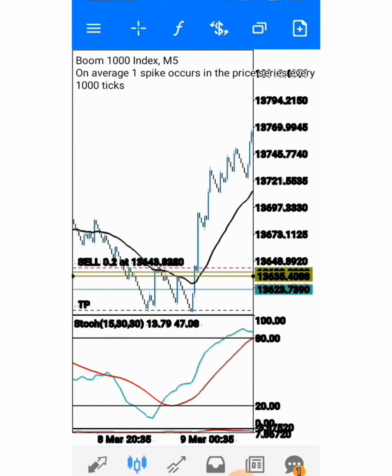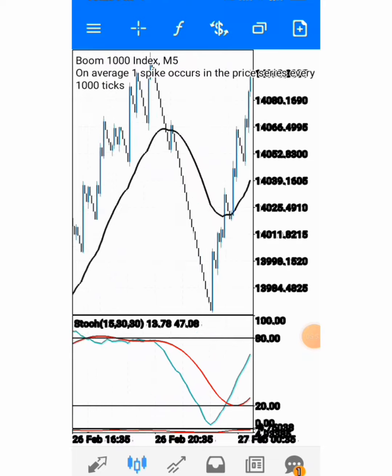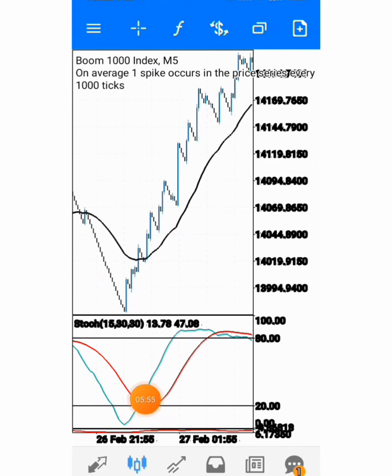So see another one. It crossed below 20, sell, and see how it moved massively. Look at this one. So that is all for today.